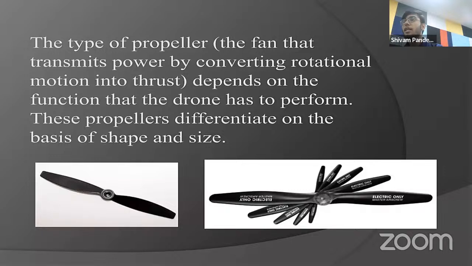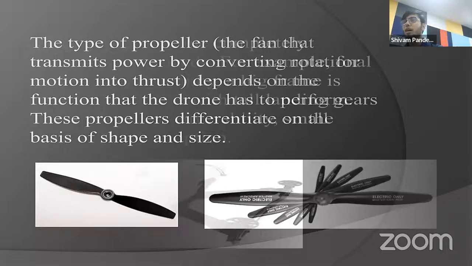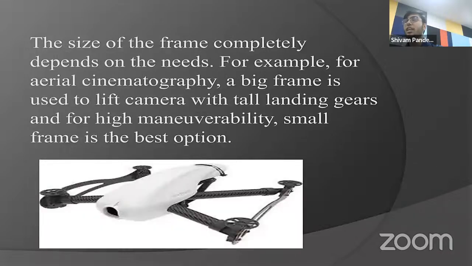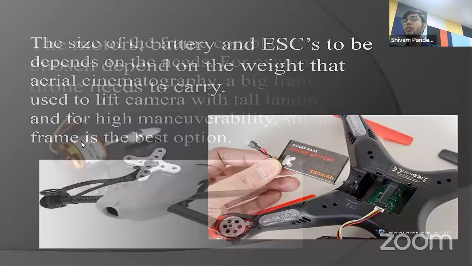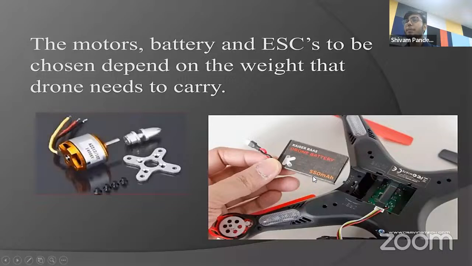Then we come to the frame of the body, because everything is going to be assembled on the frame of the drone, like the cameras, the lights, the propellers, the motors. All these things are arranged on the frame of the drone. Now this is the motor which is used in the drone, this is known as the ESC, and this is the battery used in the drone. This is the drone battery and this is the drone motor.